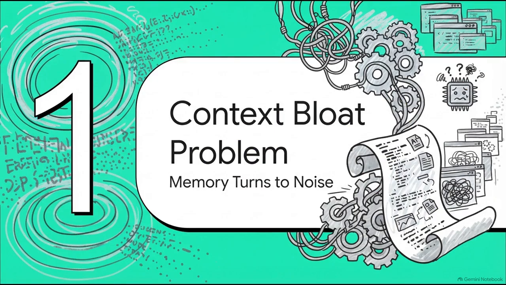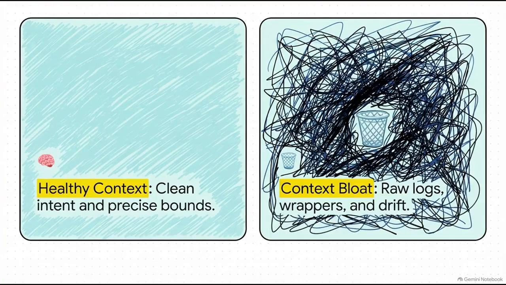Let's start by looking at the context bloat problem, which is basically what happens when an agent's memory turns to pure noise. We all want a perfectly healthy context window for our agents, an environment with clean architectural intent, precise system boundaries, and plenty of room left over for the agent to use its cognitive budget to actually solve complex problems. But then reality hits.